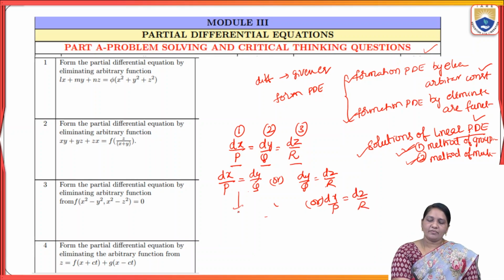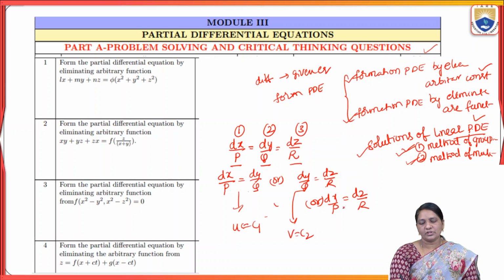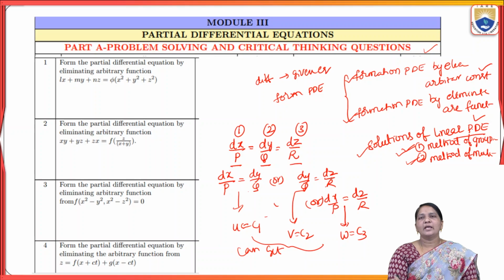So we can get one solution from here, u equal to c1, one solution from the second one, that is v equal to c2. We can get one more solution, that is w equal to c3. So in this, we can get only two solutions. The two solutions are enough to write the general solution. In some of the equations, we can get three solutions also, but we need only two solutions. So we will take only two solutions.